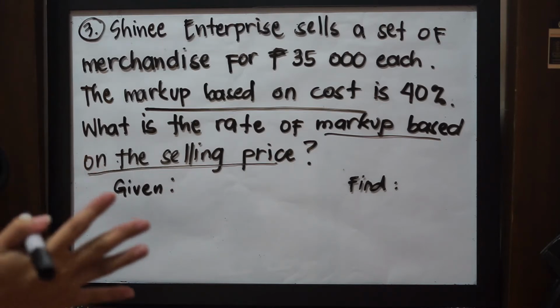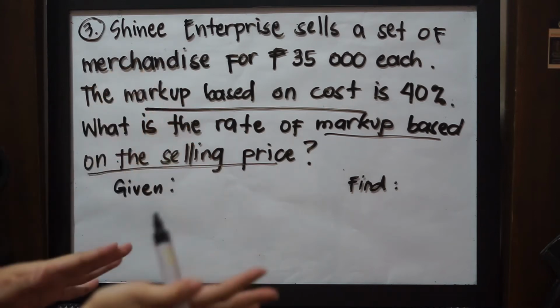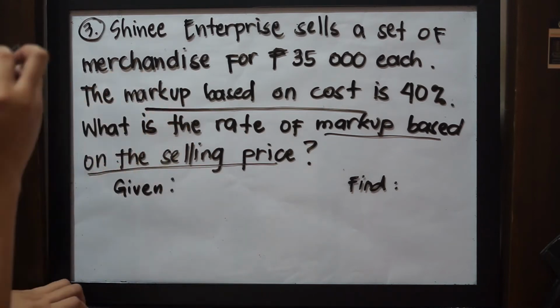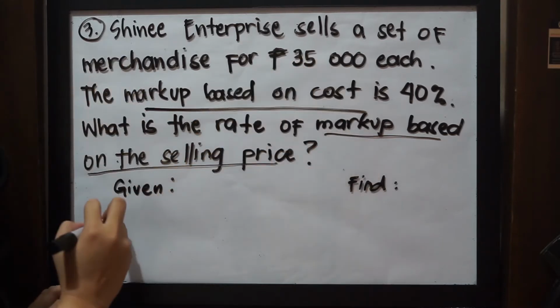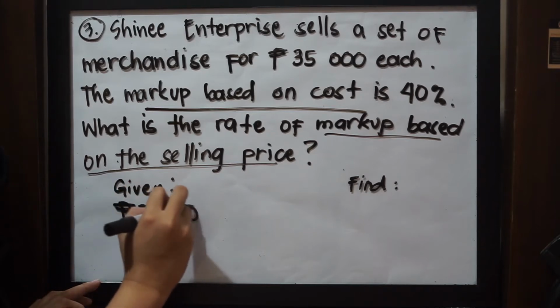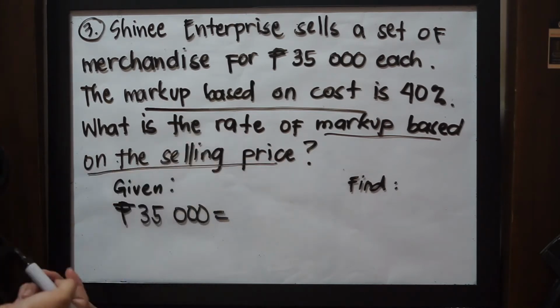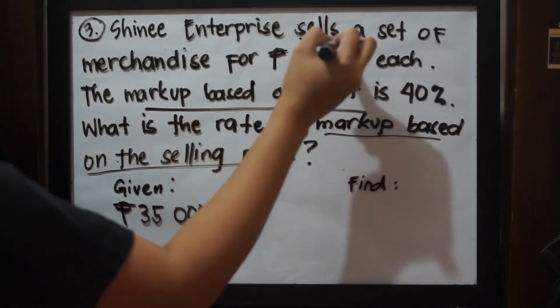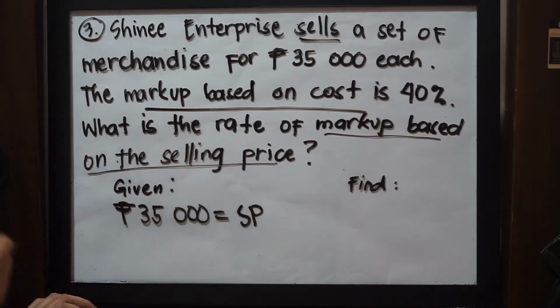Hindi. So, isa-isahin muna natin. Let's start with the given, then find tapos sa solution. So, yung mga given values natin is una, 35,000. Ano kaya yung 35,000 pesos natin? Analyze ninyo. So, sabi, Shiny Enterprise sells a set of merchandise for 35,000 each. Ayun yung term na sales. So, matic, this is the selling price.